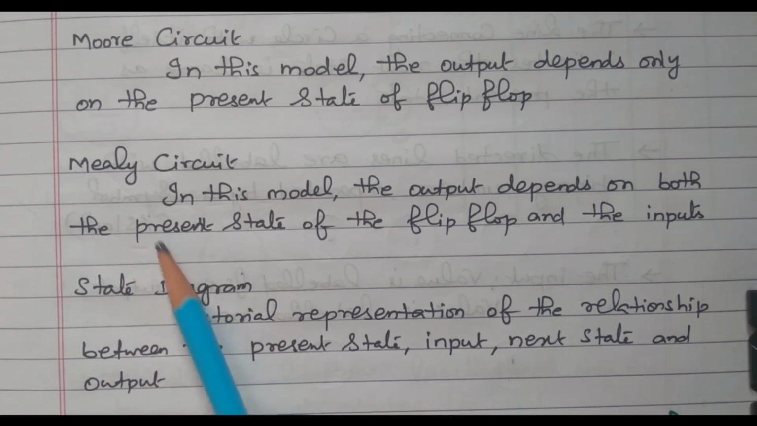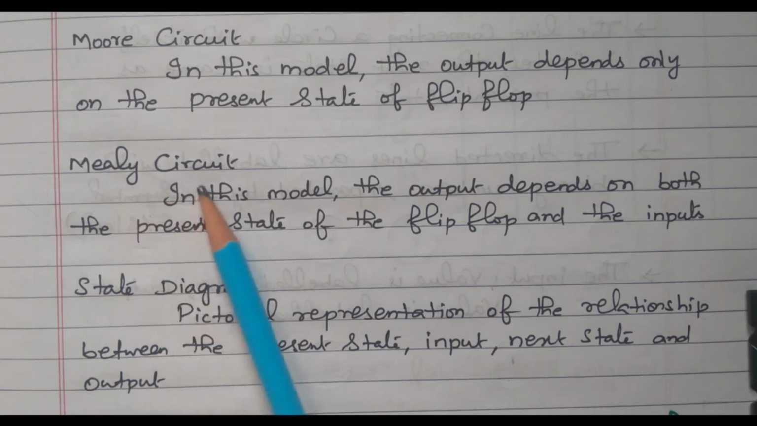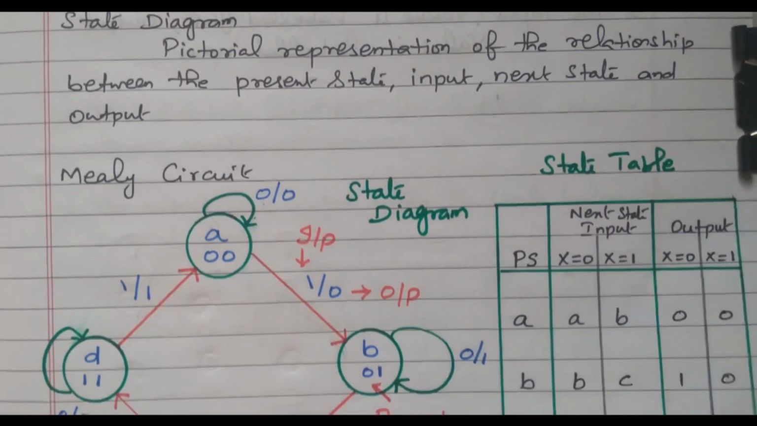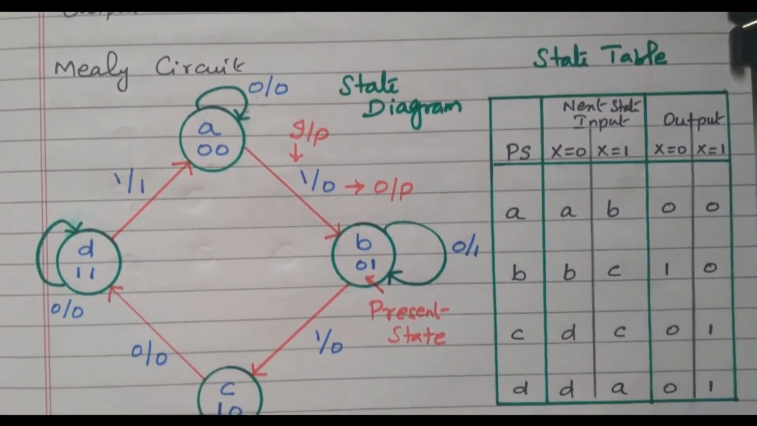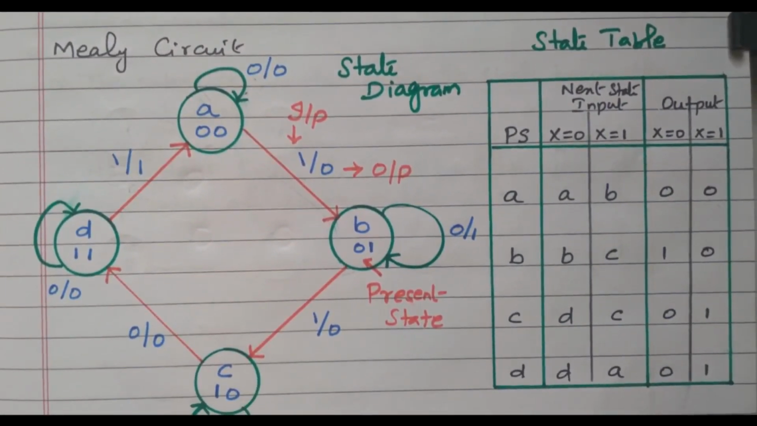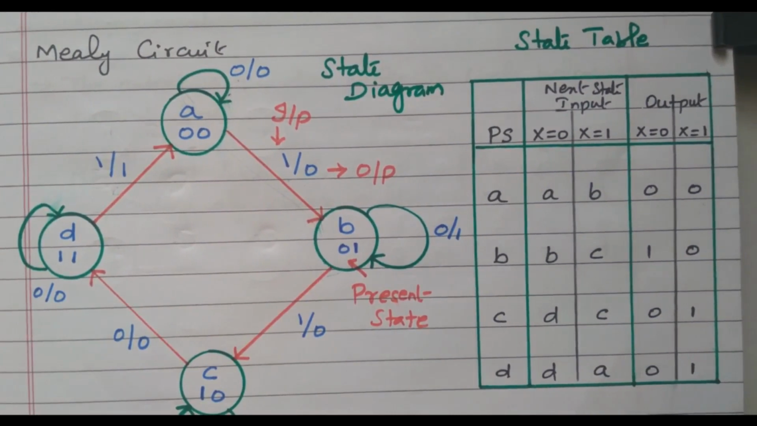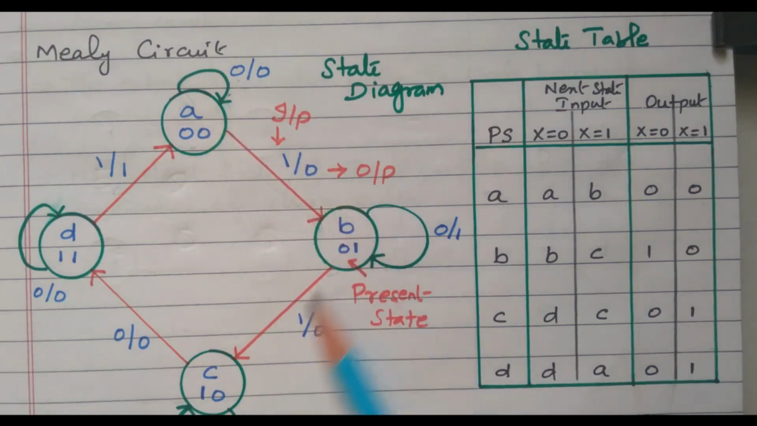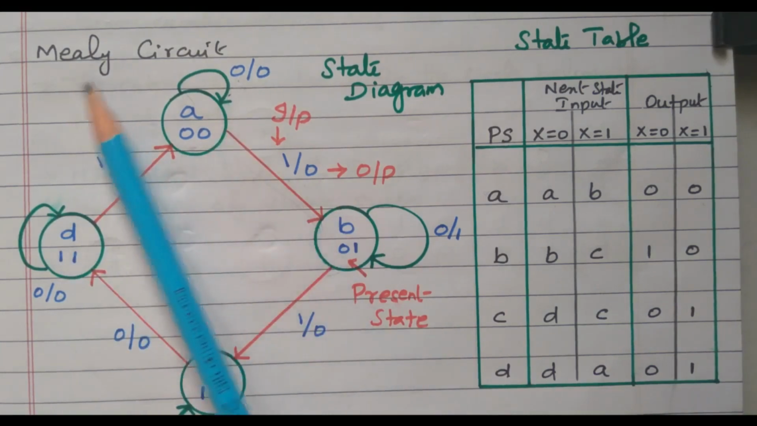So in this video we will see the details about the Mealy circuit. Right? What is the state diagram? What is the state table for the Mealy circuit? Now we'll go to the state diagram. So we already discussed that in this Mealy circuit the output depends upon input as well as present state of the flip-flop. So this is nothing but the state diagram for a Mealy circuit.